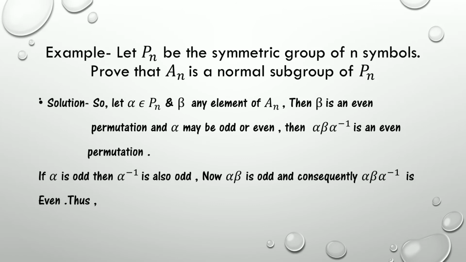Now let us see an example. So the question is, let Pn be the symmetric group of n symbols. Prove that An is a normal subgroup of Pn. So the solution is, let alpha belong to Pn and beta be any element of An. Then beta is an even permutation and alpha may be odd or even. Then alpha beta alpha inverse is an even permutation.